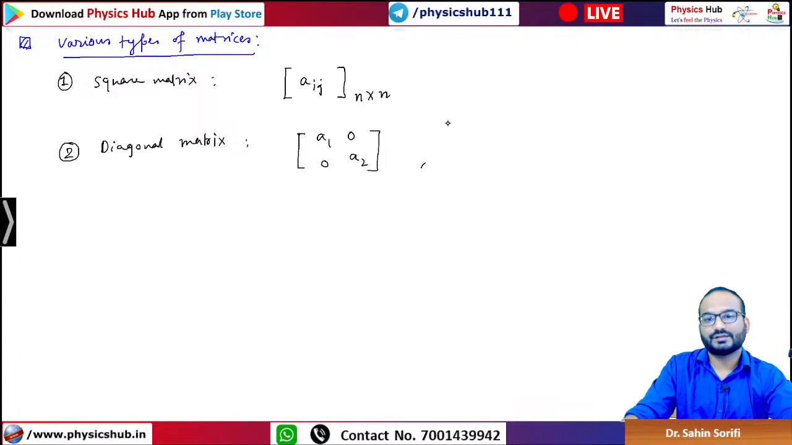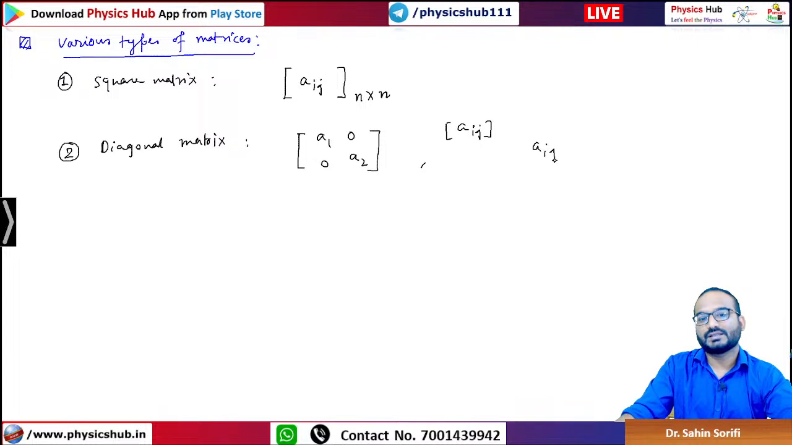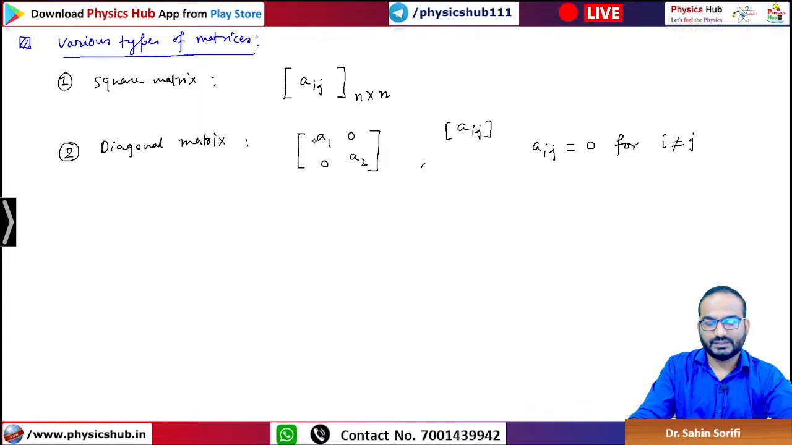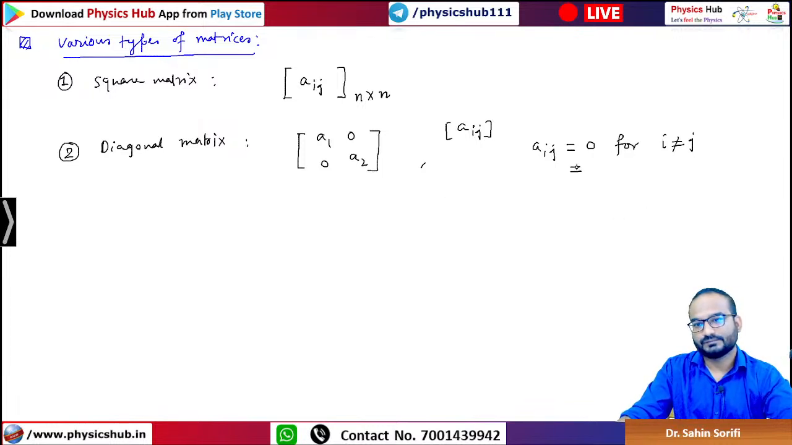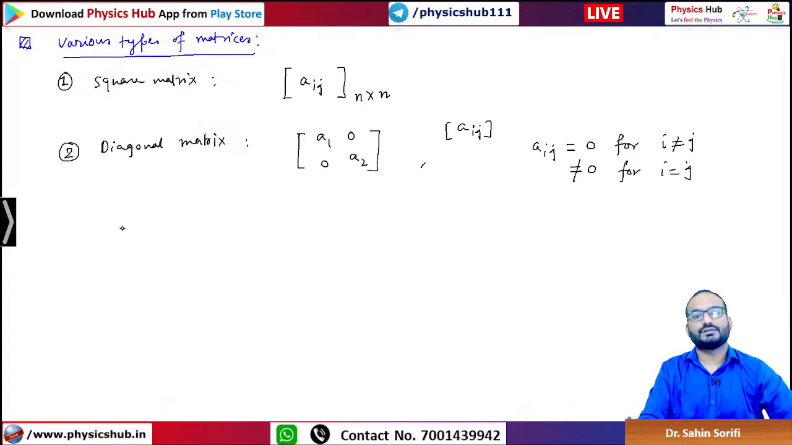So we can write it in this way. Let's say any matrix, how do we represent? We represent Aij, right? So Aij will be 0 for i not equals to j. You know what the elements are? A11, A22, A33 and so on. Okay. So this is your diagonal matrix.